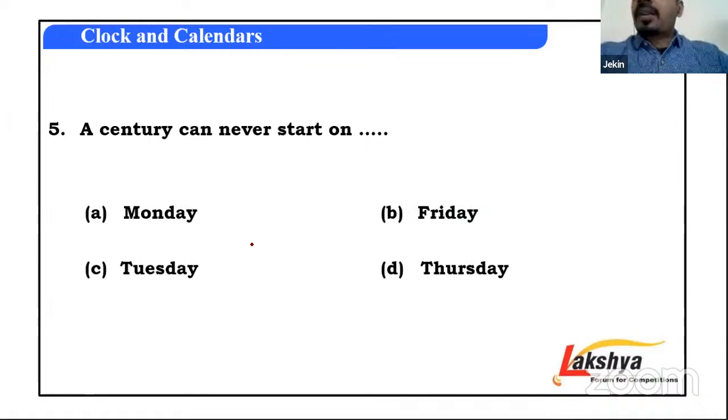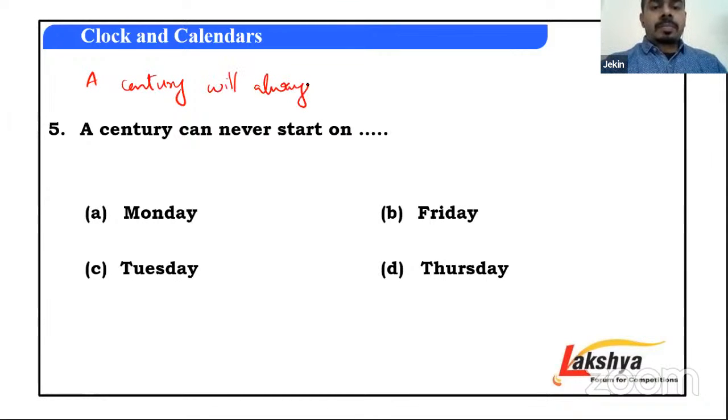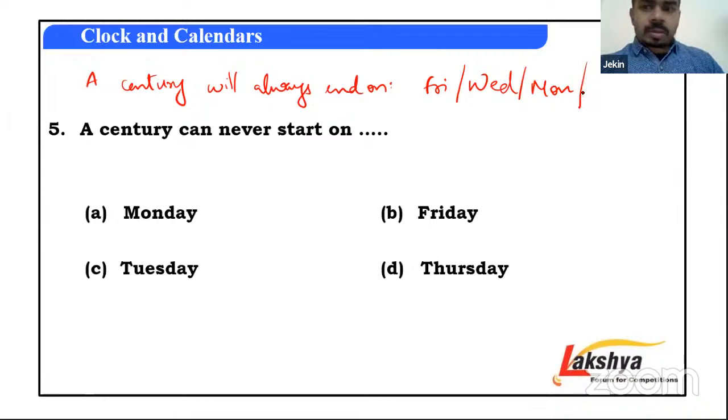Okay, the next sum. Next sum, just mark it straight away. The logic behind the next sum, or rather a fact for the next sum, is that a century always ends on, please write it somewhere, a century will always end on either a Friday or a Wednesday or a Monday. These are the days when a century will end on.